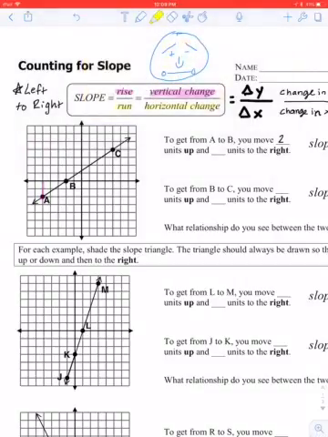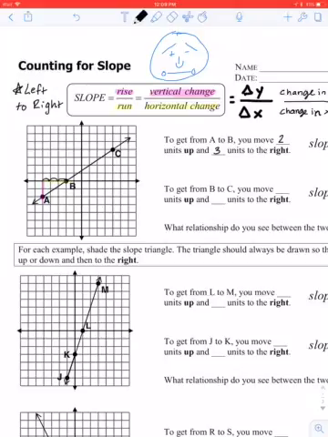Now we need our horizontal change. So now we're going to move to the right. So I'm moving to the right 1, 2, 3 units. I can count them here to help you. 1, 2, 3 units to the right.